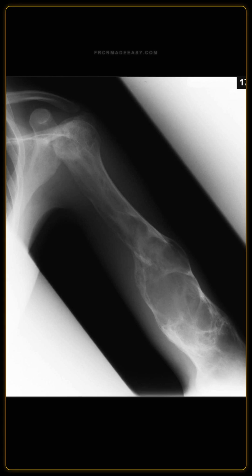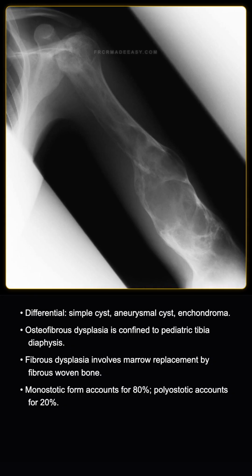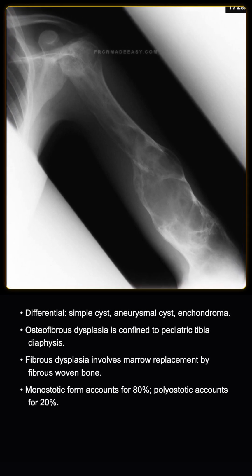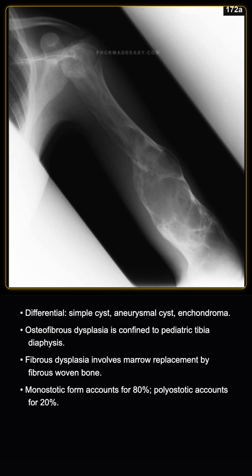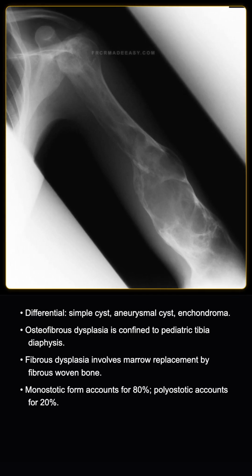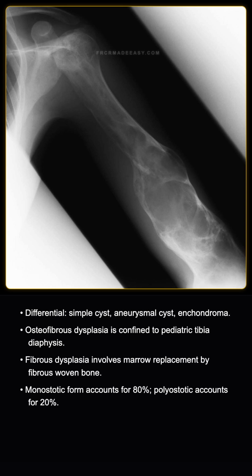What is the differential diagnosis for this presentation, and how does it compare to other forms of dysplasia? The differential diagnosis includes simple bone cyst, aneurysmal bone cyst, non-ossifying fibroma and chondroma, and osteofibrous dysplasia. Osteofibrous dysplasia is almost exclusively confined to the tibial diaphysis in young children, presenting with anterior bowing and spontaneous regression.